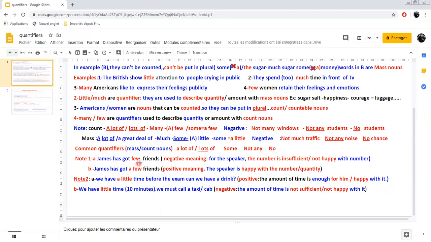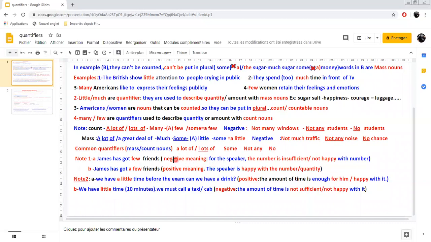So now the question to ask: what's the difference between few and a few? And what's the difference between little and a little? Have a look at example number 1. James has got few friends. Few friends. So the meaning of the sentence here is negative. Why?